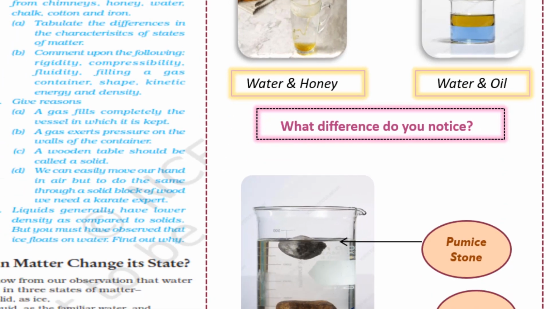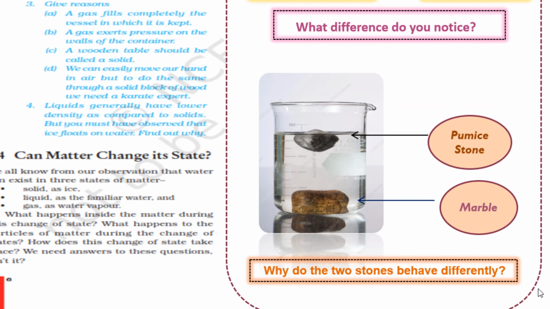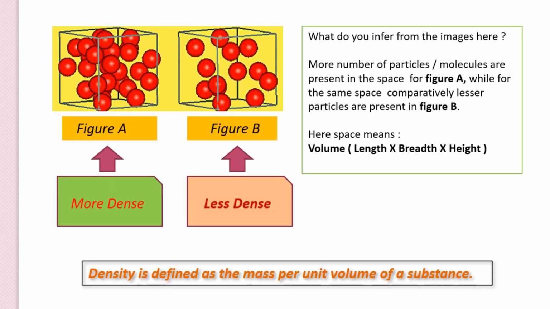Again, notice the differences between the two stones. The one which is present at the top, almost floating, is the pumice stone, and the other, which has settled at the bottom of the beaker, is the marble. Question is, why are these two stones behaving differently, or why are honey and oil behaving differently with the same solvent, that is water? To know more, let's look at these two examples in figure A and B.